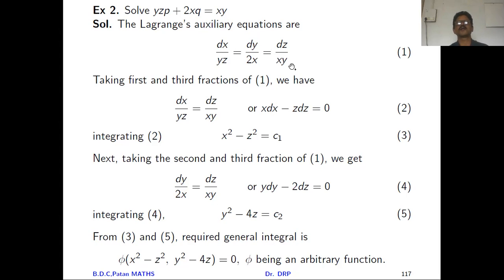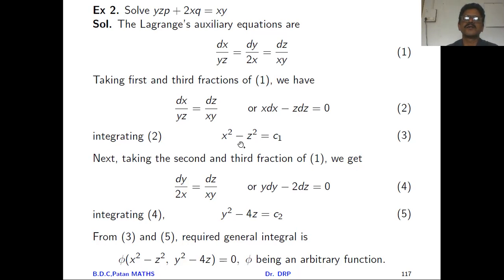Now friends, by taking the first and third ratio, y gets cancelled, and you will get dx upon yz equal to dz upon xy. Here y gets cancelled, and taking cross multiplication it gives x dx equal to z dz. Taking z dz on the left hand side, it takes the form x dx minus z dz equal to 0. This equation is in variable separable form, so directly take the integration, and it gives one required solution.